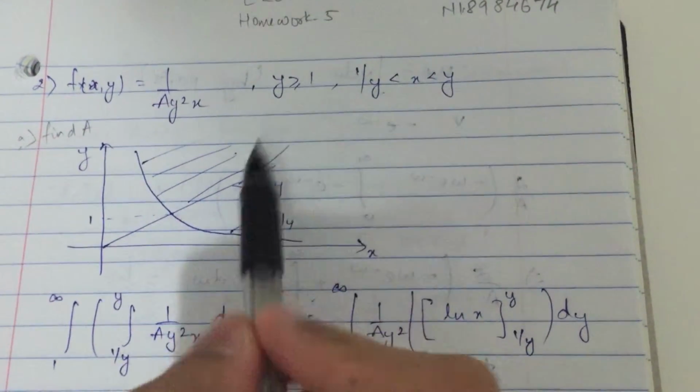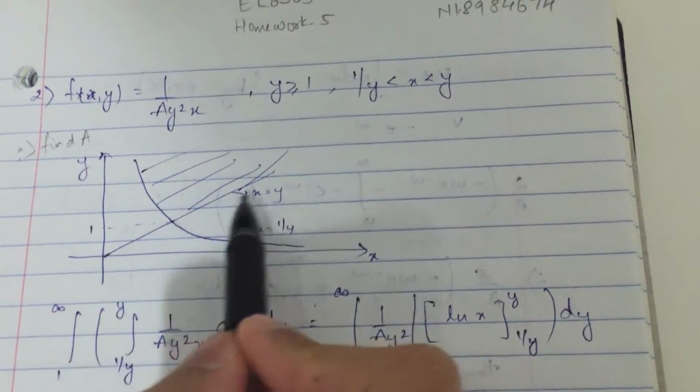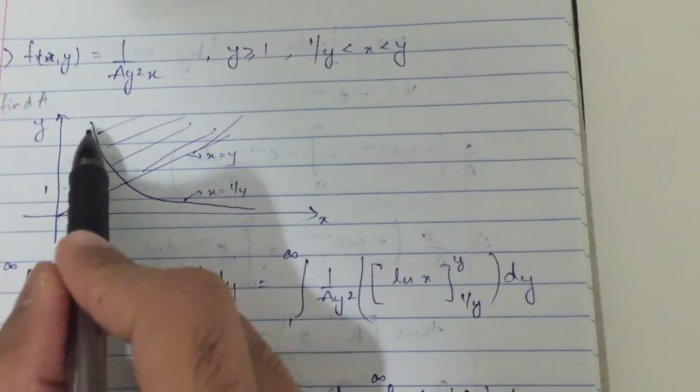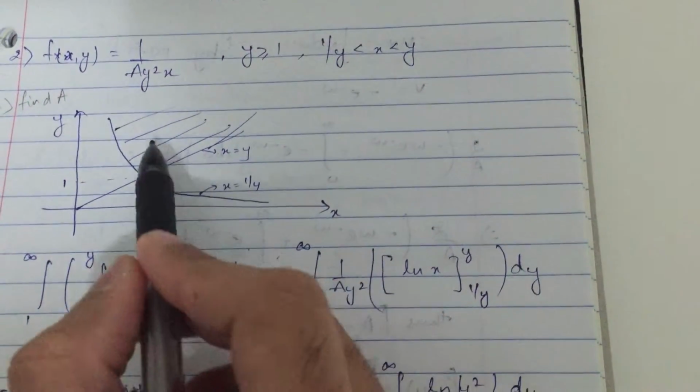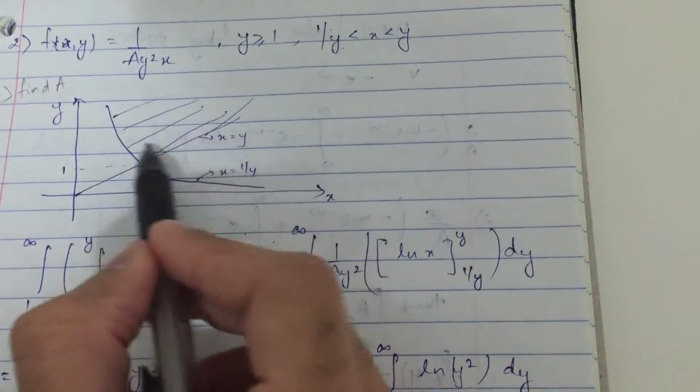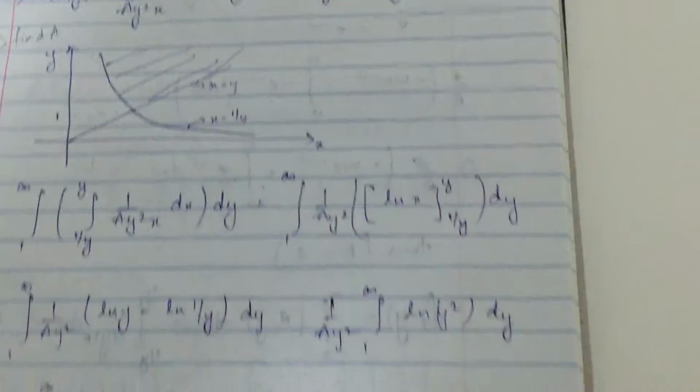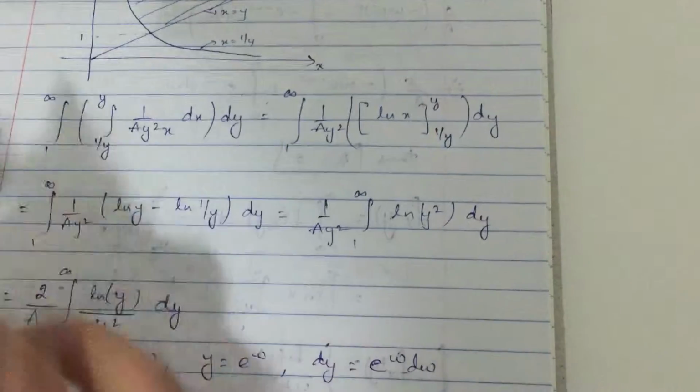After plotting this, the y and x, we can see that for y equal to x, this is the line. For x equal to 1 by y, this is the curve. So the area is this region. Now we have to find a.